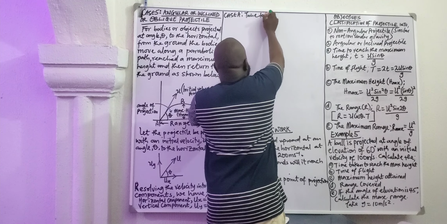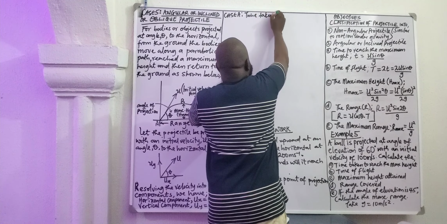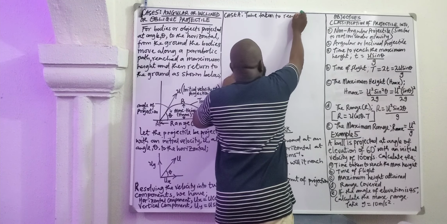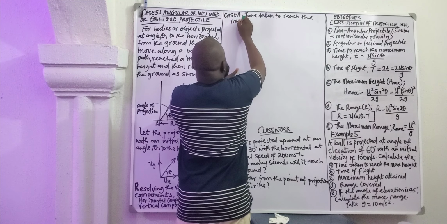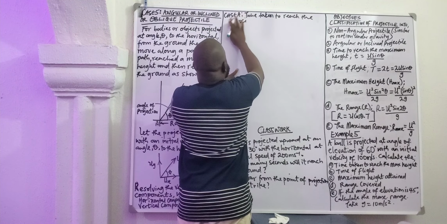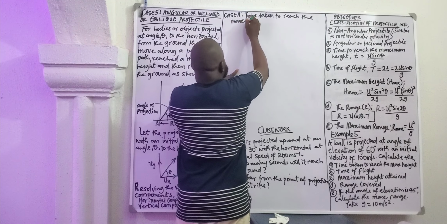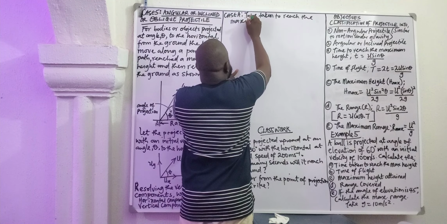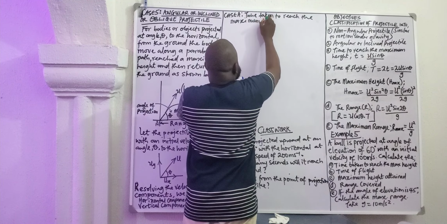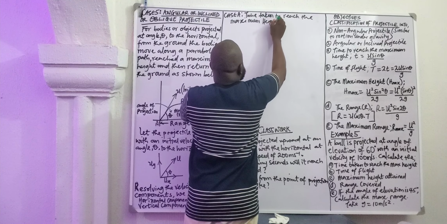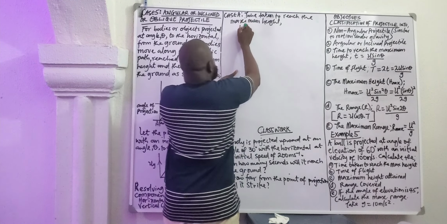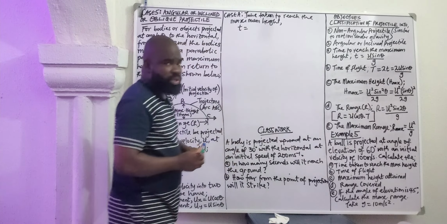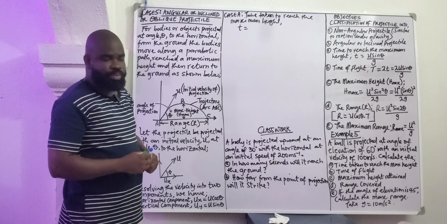Time taken to reach the maximum height. To reach the maximum height, small t is given by, let's do a little retrospect.